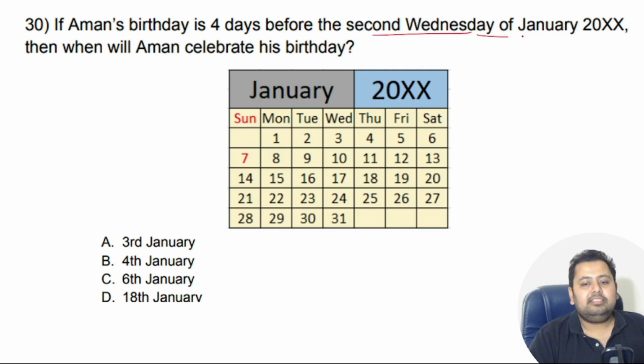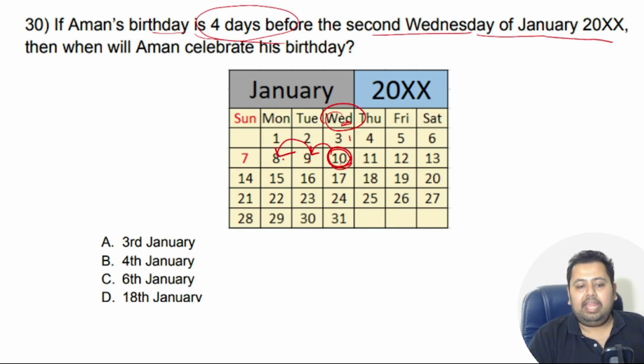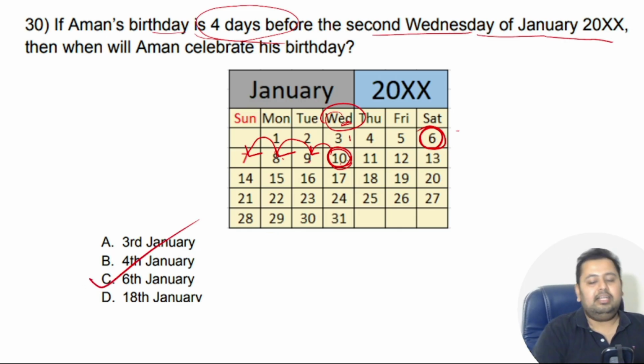So, second Wednesday of January is what? So, this is Wednesday, right? This is the first Wednesday. This is the second Wednesday of January. So, now Aman's birthday is 4 days before the second Wednesday. So, one day before 10th of January is 9th of January. 2 days before 10th of January is 8th of January. 3 days before is 7th of January, and 4 days before 10th of January is nothing but 6th of January. That is, option number C is the correct answer. Hope you got it right. If you did, give yourself a star.